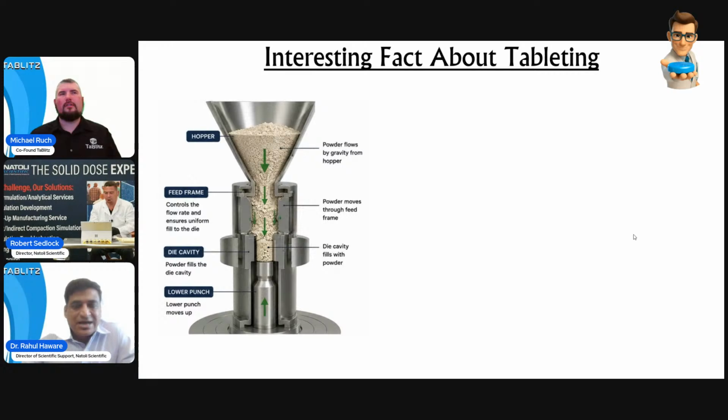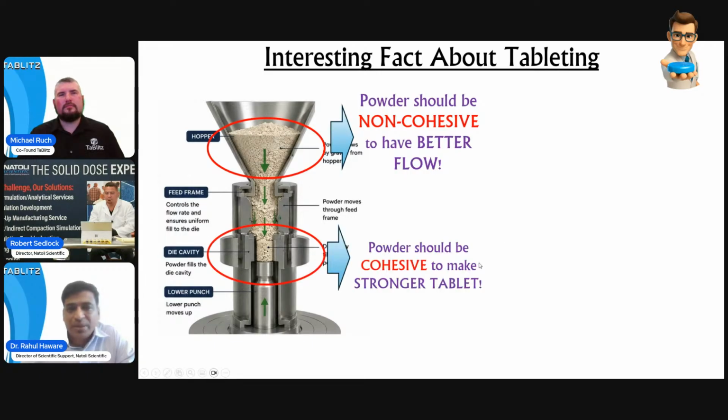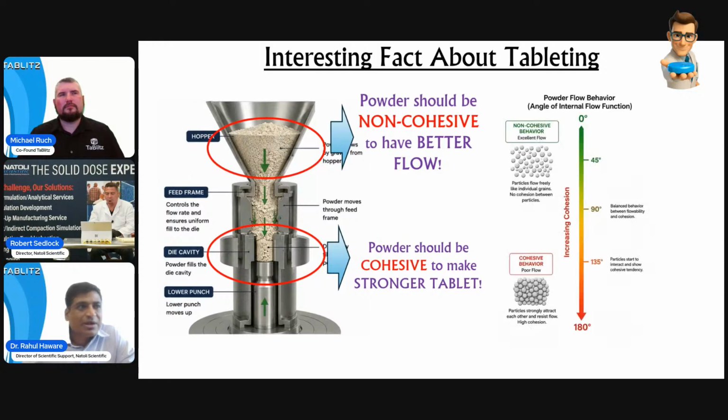So let's talk about interesting facts about tableting. When you have your powder here in the hopper, you are expecting non-cohesive behavior in order to flow better. The moment that powder goes in the die cavity, what are you expecting? You are expecting the powder should be very cohesive to make a stronger tablet. So in milliseconds, you are expecting a 180-degree change in the powder behavior.